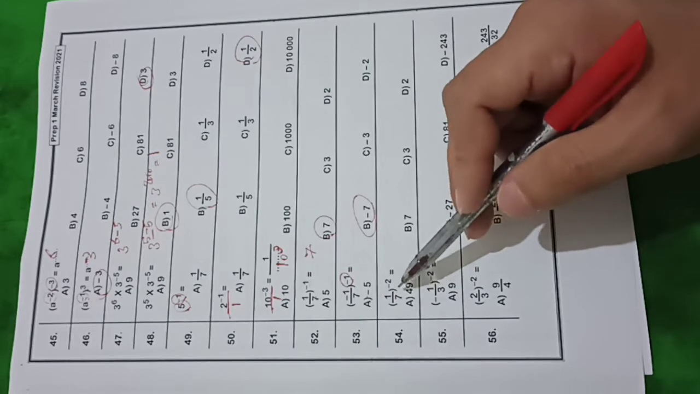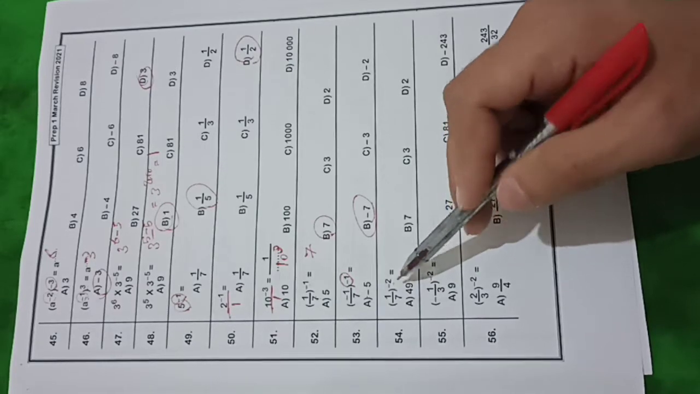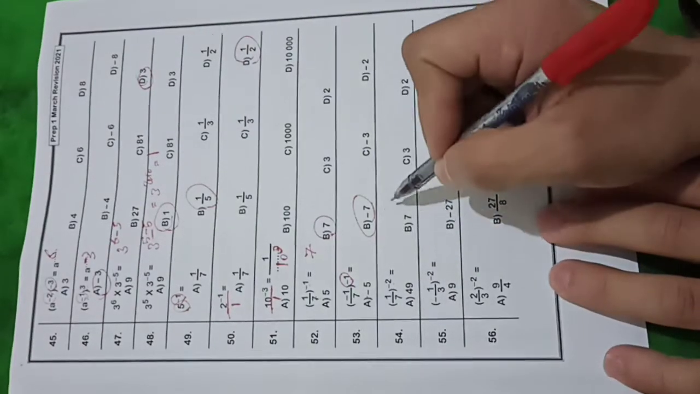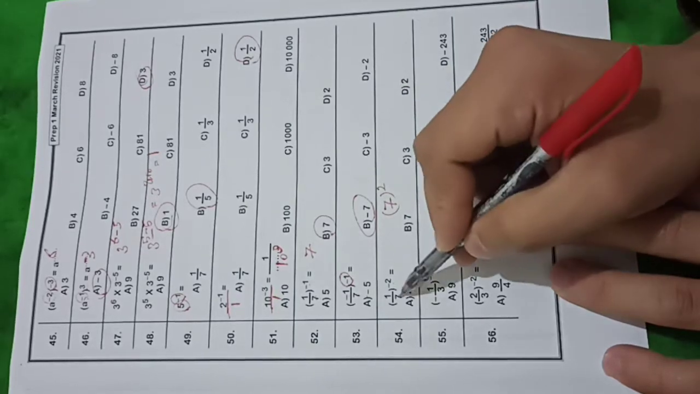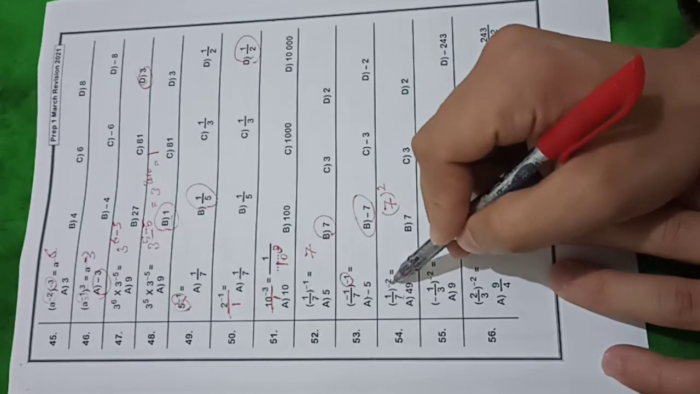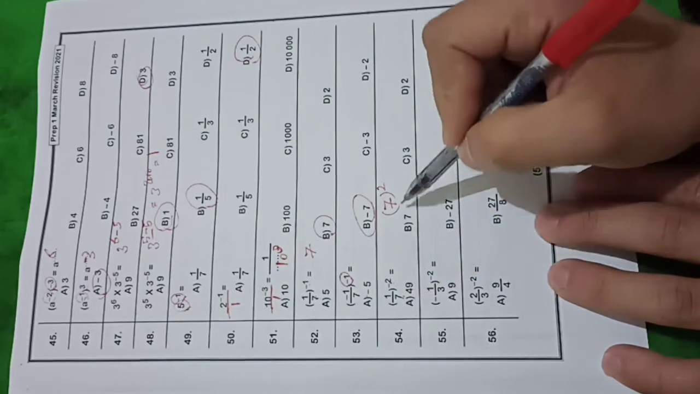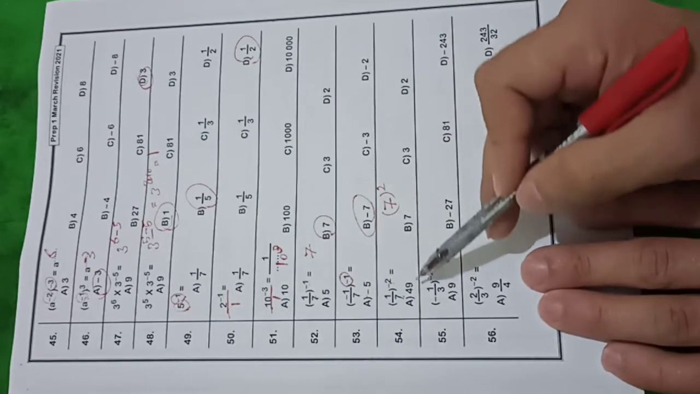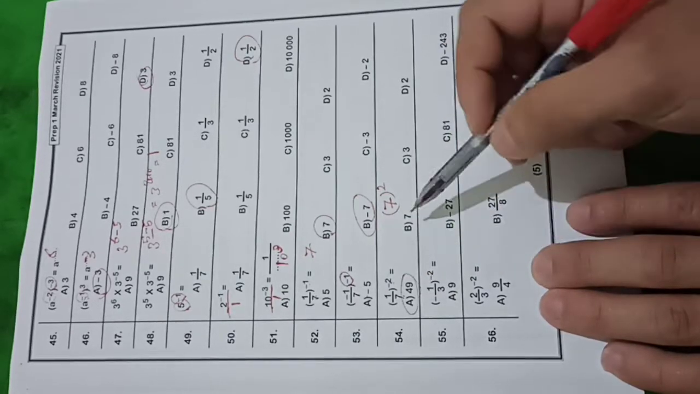1 over 7, all raised to negative 2. Here we have a fraction, so flip the fraction to get this power positive. So we have 7 over 1 power 2. I flipped the number and changed the sign of the power. So we have 7 power 2. 7 power 2 equals 7 times 7 equals 49.